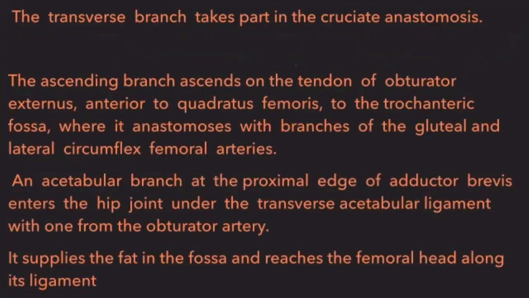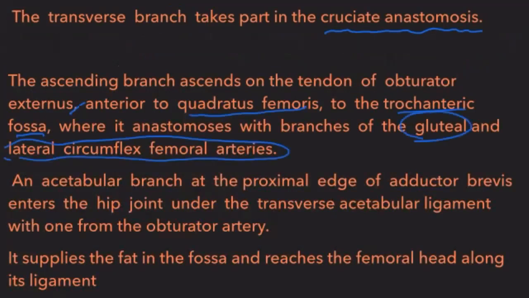The transverse branch takes part in the cruciate anastomosis, right? And the ascending branch ascends on the tendon of obturator externus anterior to the quadratus femoris to the trochanteric fossa, right, where it anastomoses with branches of gluteal and lateral circumflex femoral arteries. Okay, that is regarding the ascending branch.